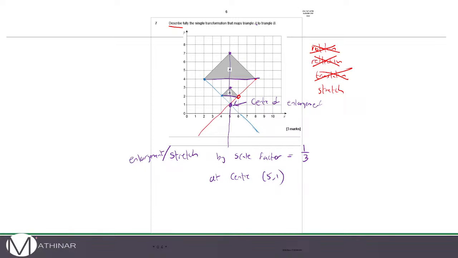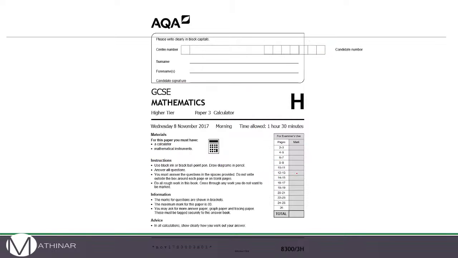So the scale factor is 1 over 3. So this sentence here is what gets you the mark. An enlargement or stretch gets you 1 mark. By scale factor a third gets you a 2nd mark. And then the 3rd mark is 5, 1, at the center of enlargement, 5, 1. Okay, so that's number 7 there.